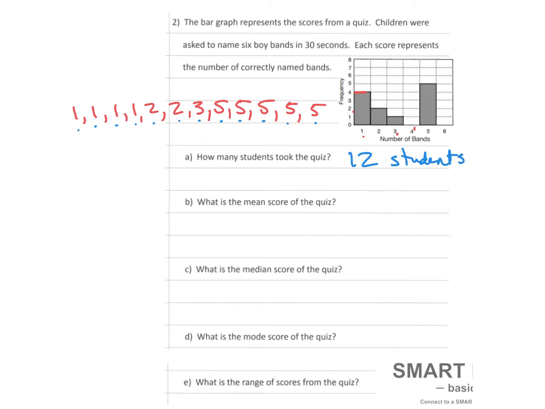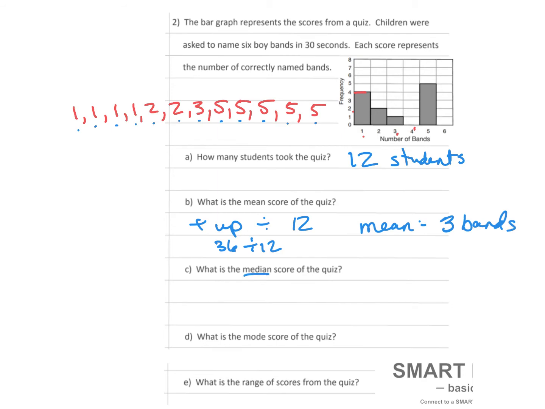What was the mean? So we have to add them up and then divide by 12. So if I add all of these up, I get 36, and I'm going to divide by 12. So that means the mean score is 3 bands named.